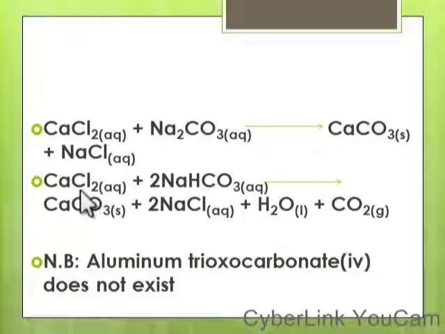Now the same thing happens when you add calcium chloride to sodium hydrogen trioxocarbonate(IV). You get calcium trioxocarbonate(IV), sodium chloride, H2O, and CO2. You need to learn this. Take note, importantly, trioxocarbonate(IV) of aluminium does not exist. Don't be deceived. It doesn't exist. Let's move on to the next slide.